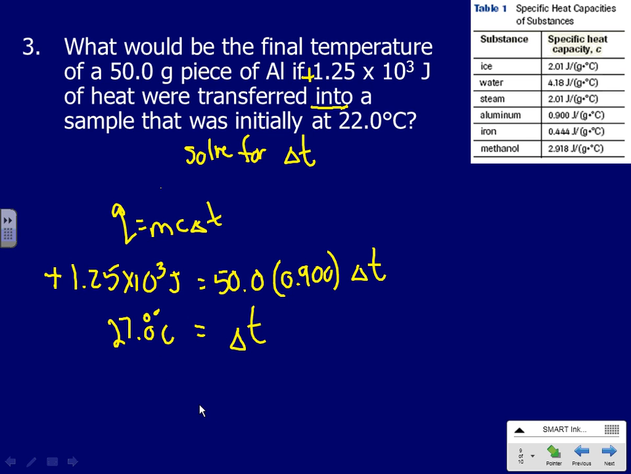So you could rearrange the equation, but if you think about it, if you start at 22 and the temperature change is plus 27.8, you're going to add those two things together. 22.0 degrees Celsius plus 27.8 degrees Celsius. What do I have here? 49.8? 49.8 degrees Celsius. Okay?